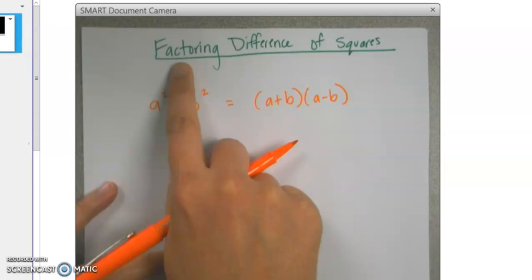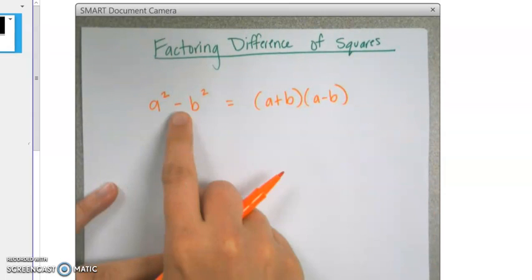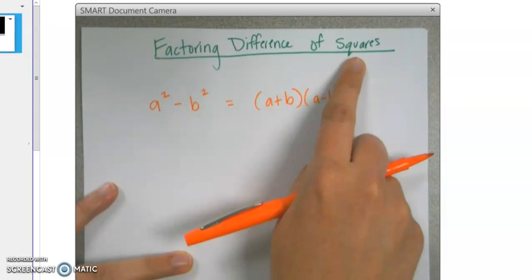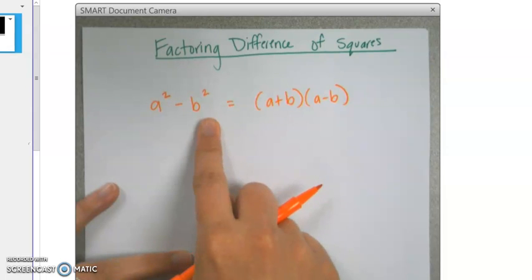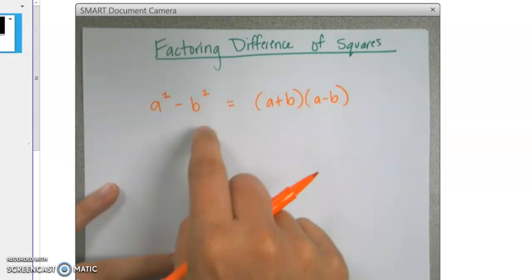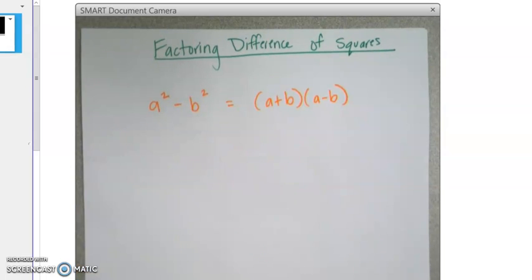One, the title, Factoring Difference of Squares, is very important because when you're doing this, you need to make sure you have a difference, which means subtraction. Subtraction is difference of squares. These have to be perfect squares. So a squared is a perfect square, b squared is a perfect square. This only works if you have a difference and perfect squares. If you don't have that, this is not going to work. So we will start with a couple of examples.